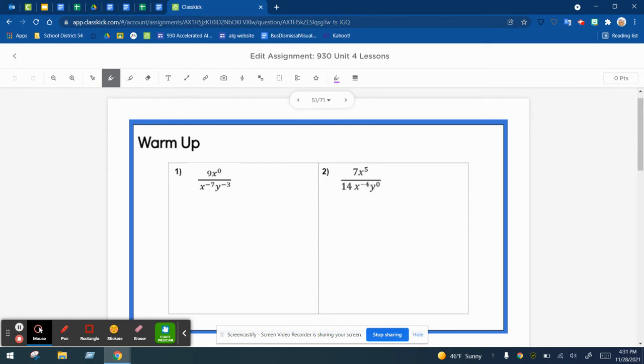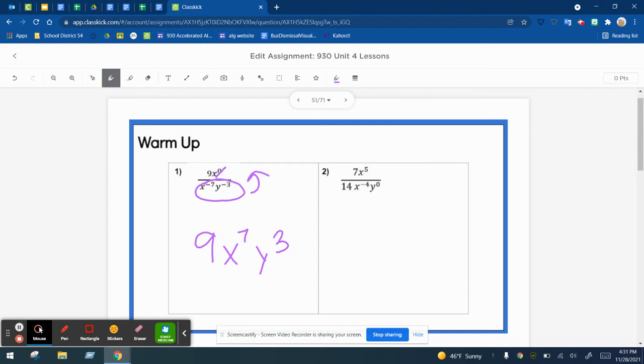So I know that anything to the power of 0 is 1, so my x to the power of 0 is going to go away, and my negative exponents are going to flip to the top. So our final answer would be 9x to the power of 7, y to the power of 3. Be very careful with that x to the power of 0. That power of 0 is only on the x. It is not on the 9. Don't get confused with that.